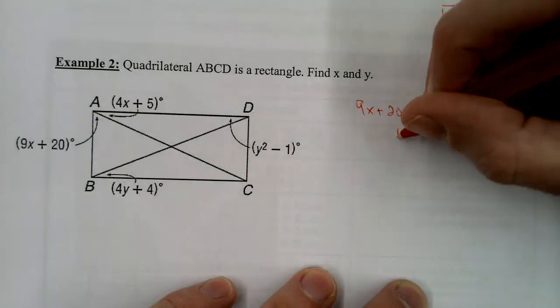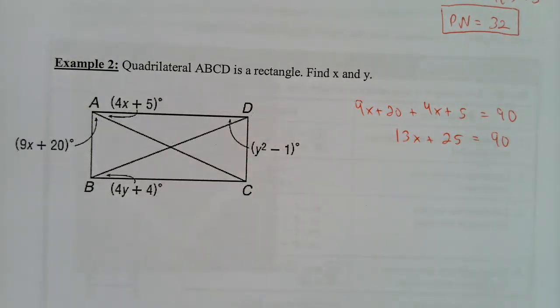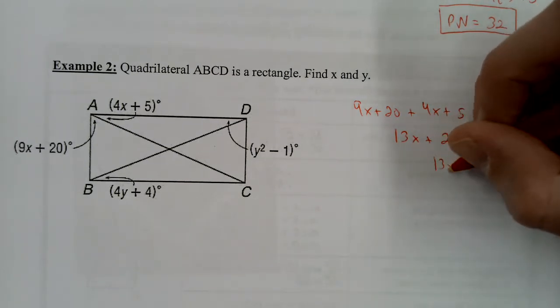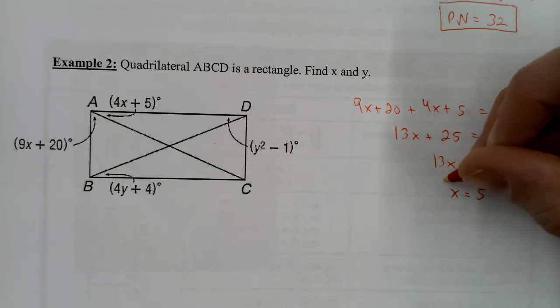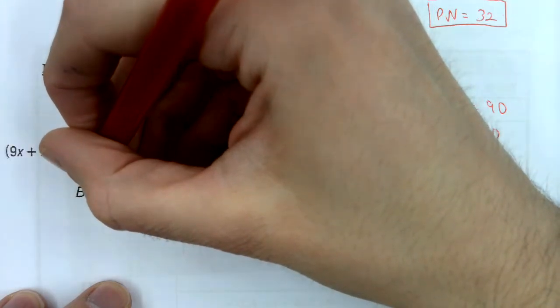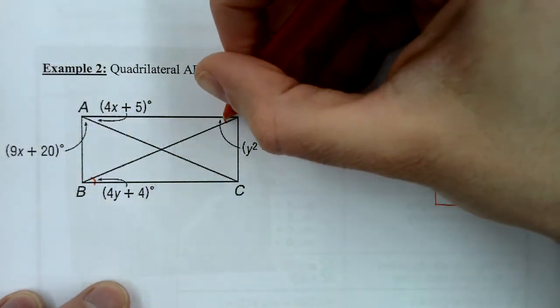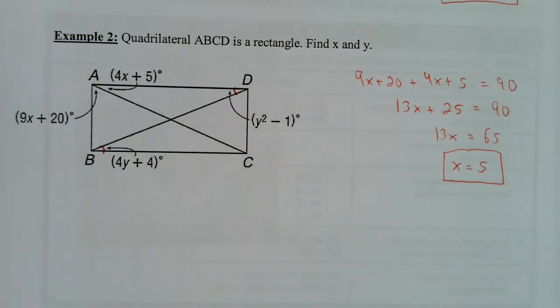13x plus 25, when you combine like terms, equals 90. Subtract 25 on each side. 13x equals 65. x equals 5. Now, the 2 angles that are labeled with the y's, those are going to be congruent because those are alternate interior angles, and alternate interior angles are congruent. So y squared minus 1 has to equal 4y plus 4.